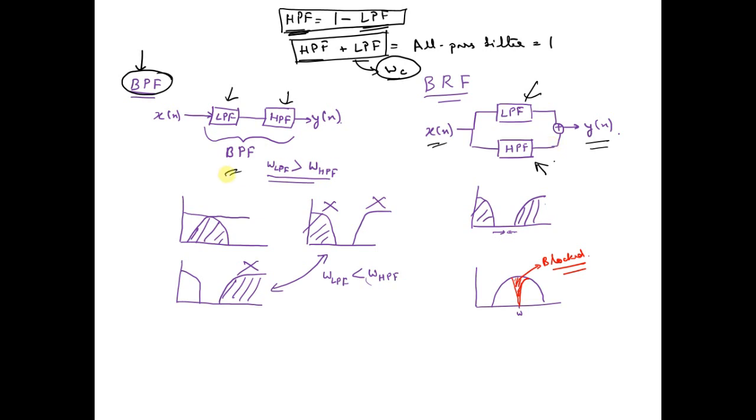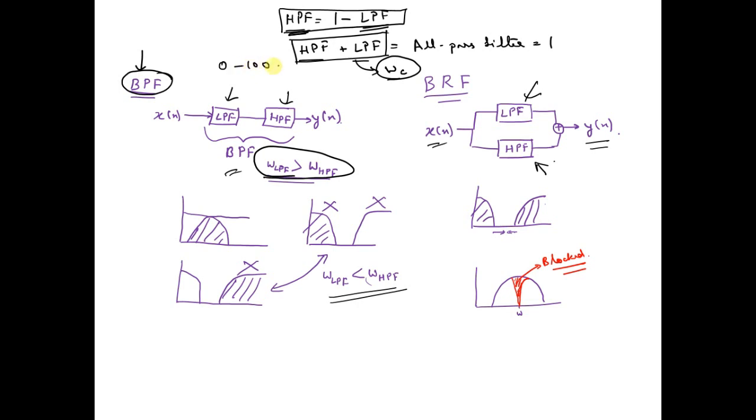This is possible because in the case of a band pass filter, the cutoff frequency of the low pass filter should be greater than the cutoff frequency of the high pass filter. If it is the reverse, that means the cutoff frequency of the high pass filter is greater, then you will basically get nothing. How? Suppose you have a signal from 0 to 100.